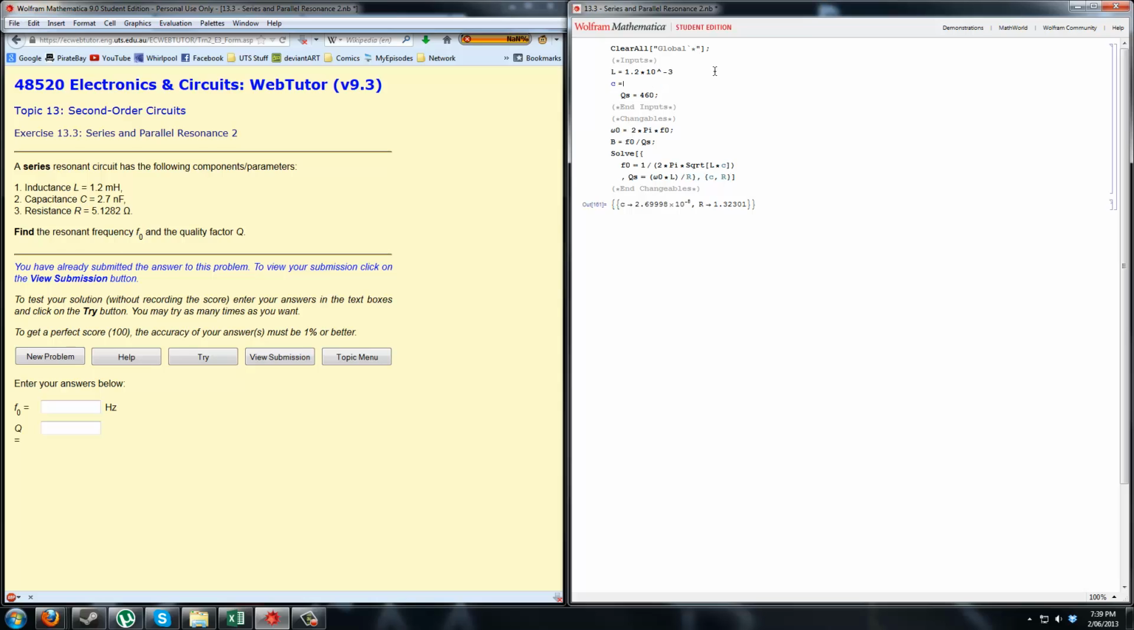Our C, lowercase c, because uppercase C is designated for something else in Mathematica, 2.7 times 10 to the power of negative 9. And our resistance, R equals 5.1282. Gotta double check these. Yep. And then after these inputs are done, you're done with that section.